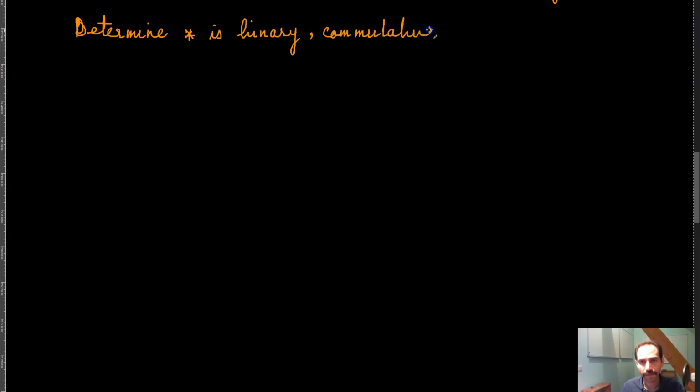Now question number 2, for each operation star defined below, we want to determine whether star is binary, commutative, or associative.